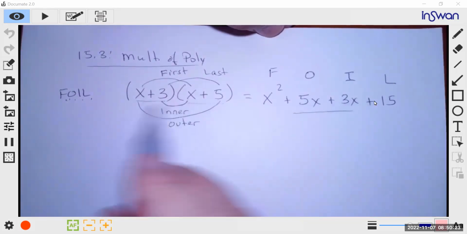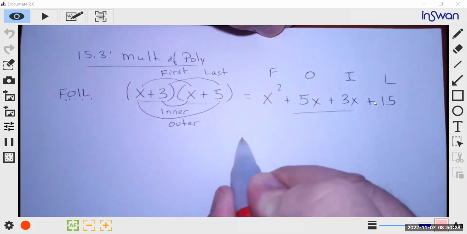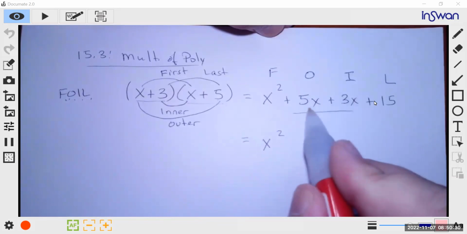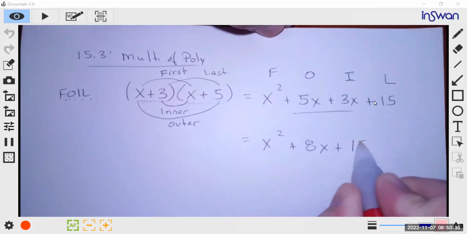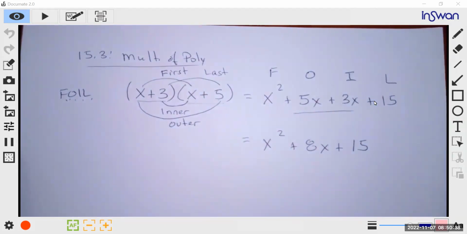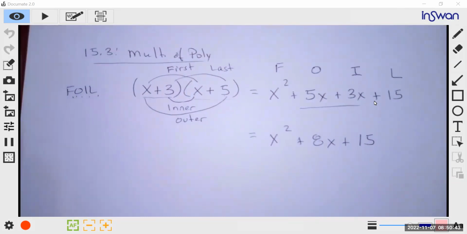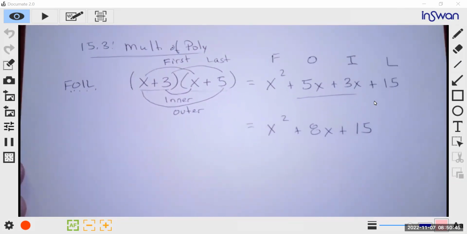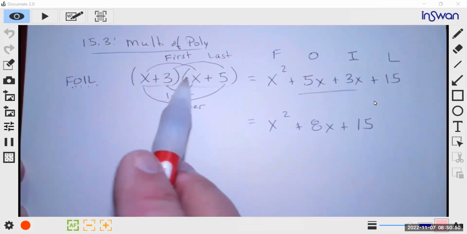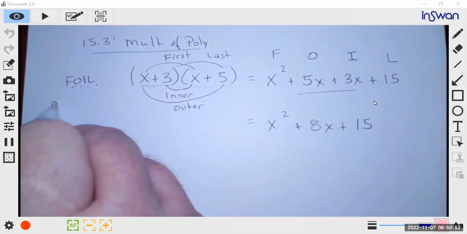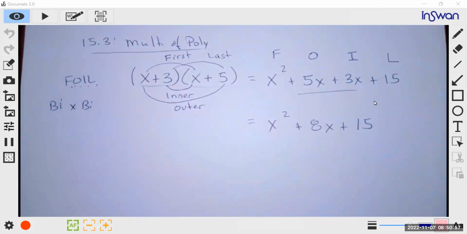Combine like terms. Whenever you get rid of parentheses, always combine like terms. So 5x plus 3x is 8x plus 15. So that's one way. Another way of doing it, but again, FOIL only works if you have a binomial times a binomial. That's the only time it works.